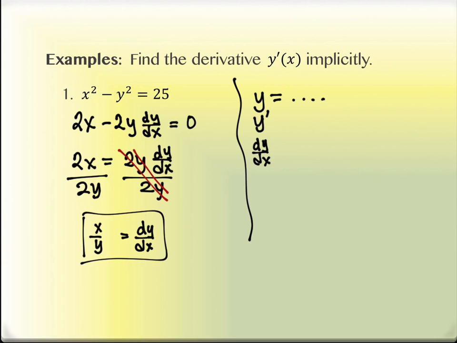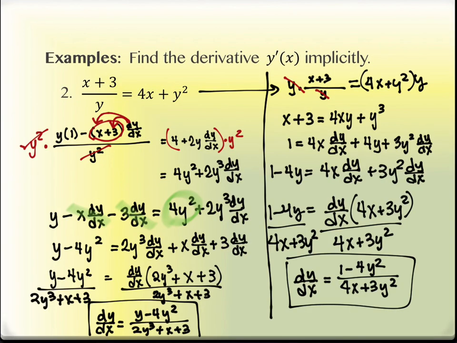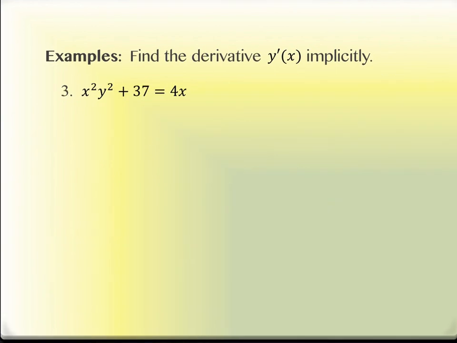You guys experienced that probably on the gateway, right? Some problems you use the product rule and they're easy, and some problems use the product rule and they're not easy. So it's not implicit differentiation that's making it difficult. It's the type of function that you're given. So we're going to do another example. We'll do several more examples.